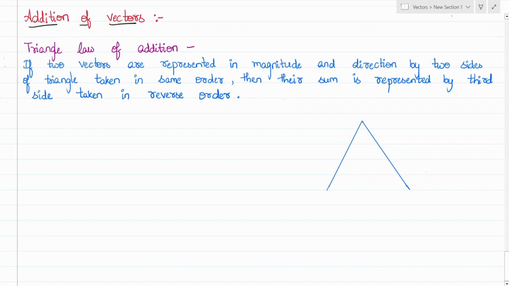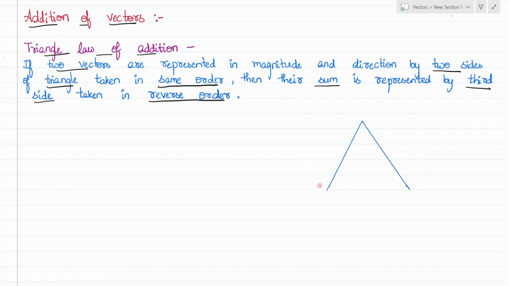Addition of vectors. In this, we're going to discuss two concepts. One is triangle law of addition, one is parallelogram law of addition. First, triangle law of addition. In this, two vectors are represented in magnitude and direction by two sides of a triangle taken in the same order. This is very important. Then their sum is represented by the third side of the triangle but taken in reverse order.